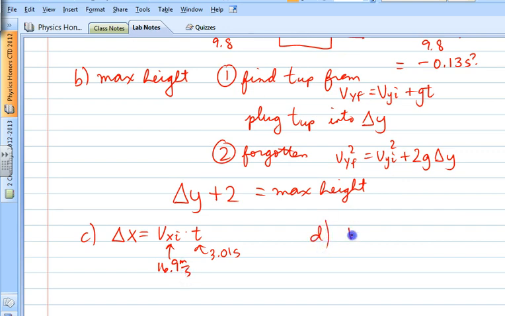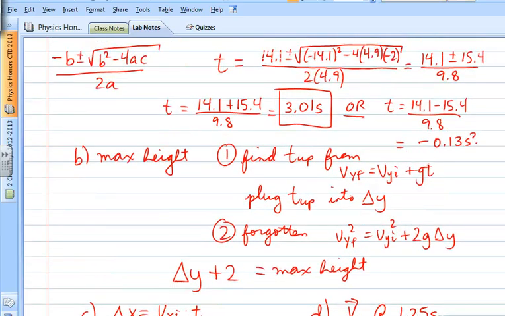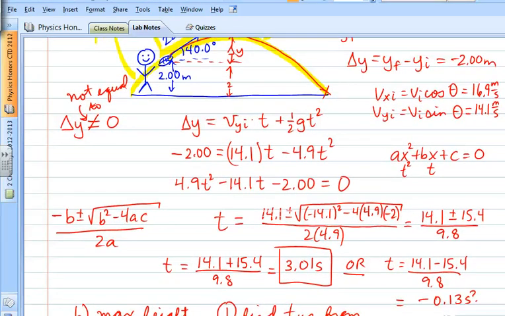And then finally, if you want to find the velocity at 1.25 seconds, we know that Vx final is equal to Vx initial, like in previous ones, and then we can plug in Vy final is Vy initial plus GT, and we can plug that into a final triangle and do Pythagorean theorem and find the angle like before. So nothing really too crazy about that. The important thing about these problems is understanding how to set up the quadratic equation from delta y.